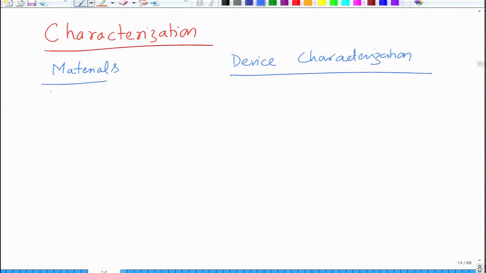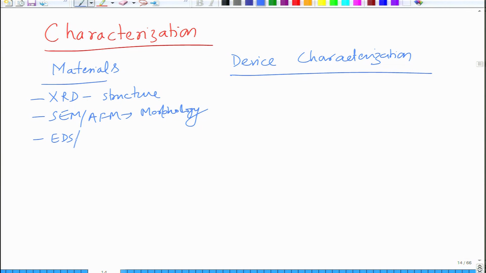Materials characterization is done typically with techniques like X-ray diffraction for structure, scanning electron microscopy and atomic force microscopy for morphology. And then composition is done by either EDAX, or energy dispersive spectroscopy, or you can do XPS for composition.